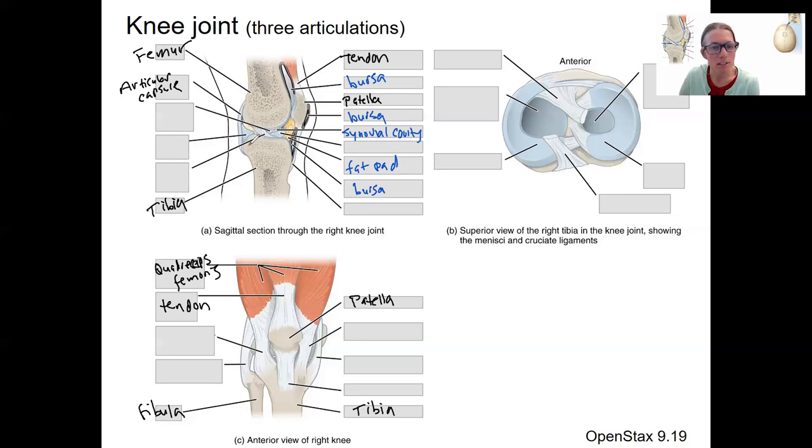There are two ligaments inside here. One is going from kind of posterior to anterior. So this one here is the anterior cruciate ligament. Do be able to write that down. Cruciate ligament. The other one then that goes this way, this is the PCL, posterior cruciate ligament.